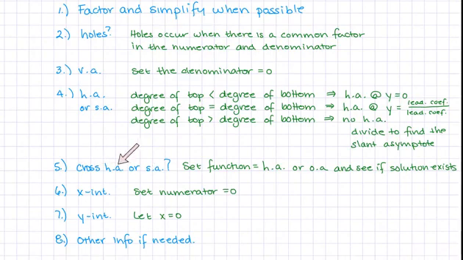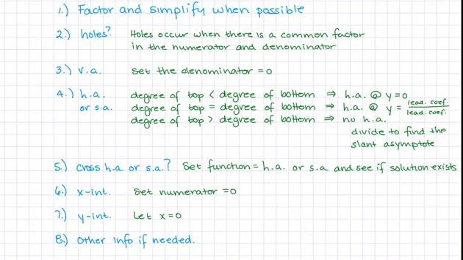Will the function cross a horizontal or slant asymptote? Set the function equal to a horizontal or slant asymptote and see if there's a solution. If so, it's going to cross. For x-intercepts, you set the numerator equal to 0. For the y-intercept, you let x equal 0. And find other information if needed. The good news is, very often you don't have to find this. I'm going to show you an example of a graph, so you can see how you know when you have to find other information. Don't worry. But first, find the first 7, try to graph it, and see if you need to find other information. And that's your checklist. That's what you're going to try to find.